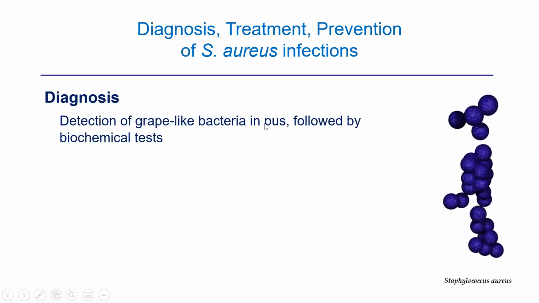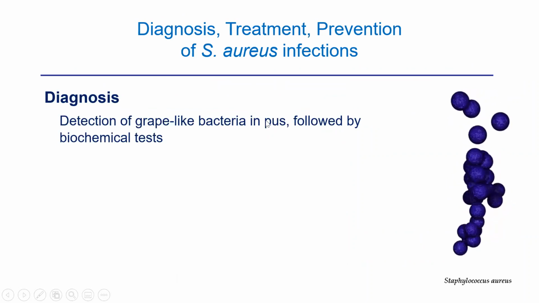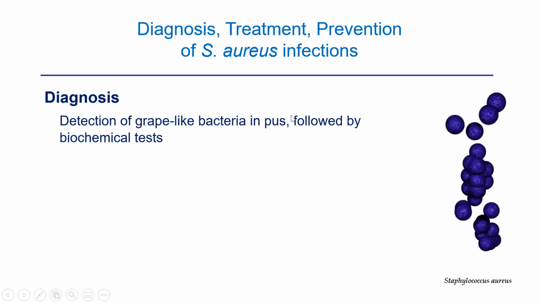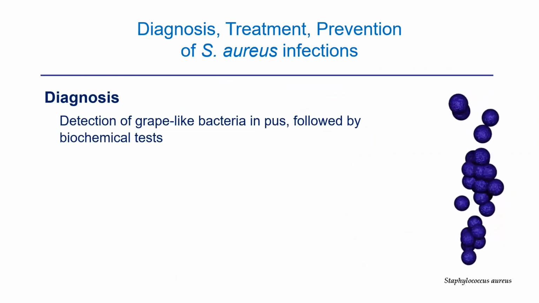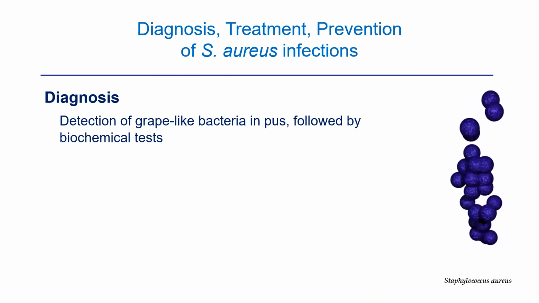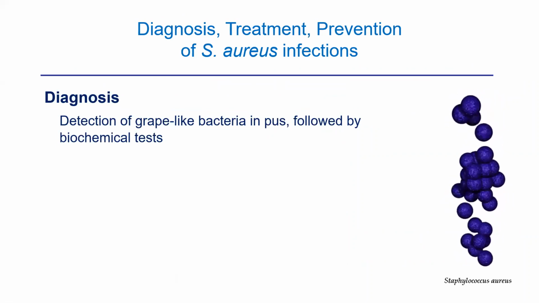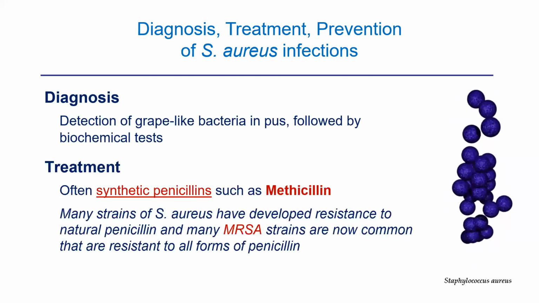So how do we diagnose this? Usually Gram stain followed by biochemical tests. The Gram stain is going to show Gram-positive Staphylococci. The biochemical tests, we're looking at the catalase test and things like that to determine that it's Staphylococcus aureus.